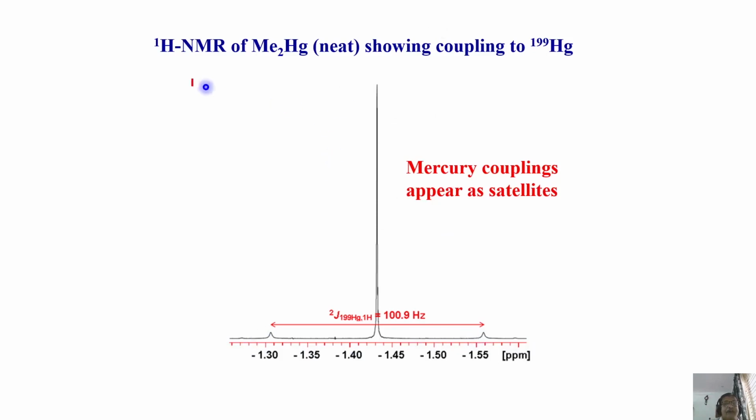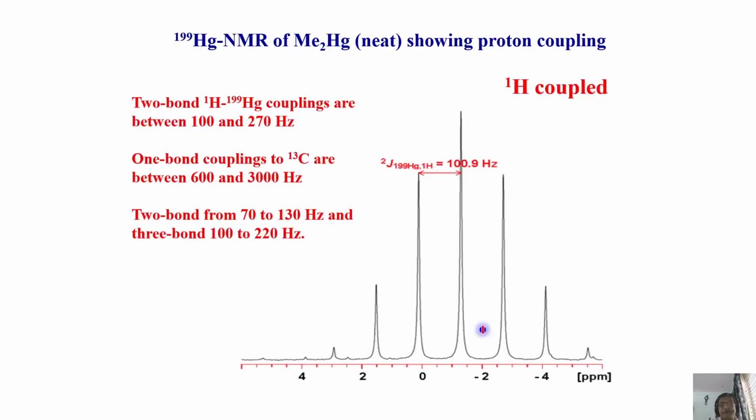So I'm just giving an example. Simple molecule, the 2 methyls are equivalent. The proton spectrum gives a single peak, and the coupling to it is only mercury, which is of small abundance. You get satellites. Now, instead of observing satellites, I can do Hg NMR also.